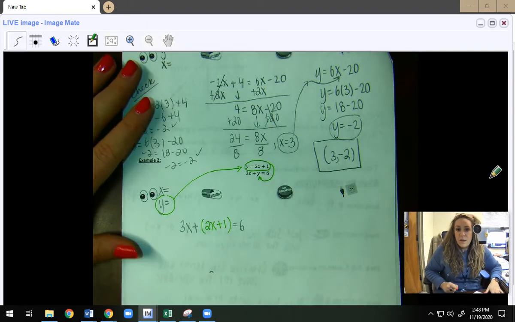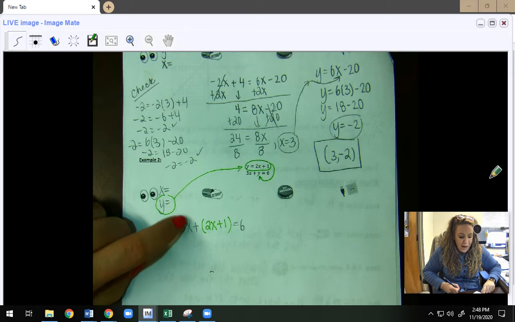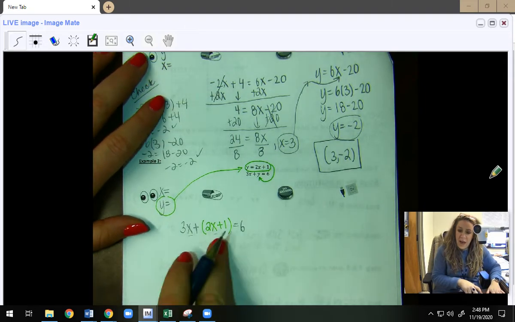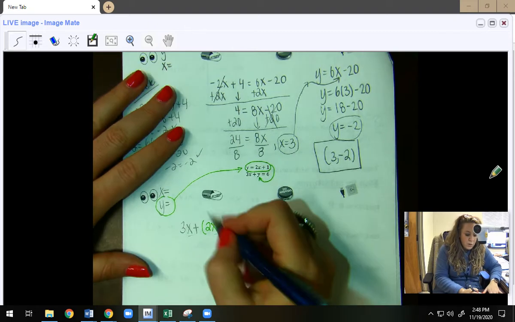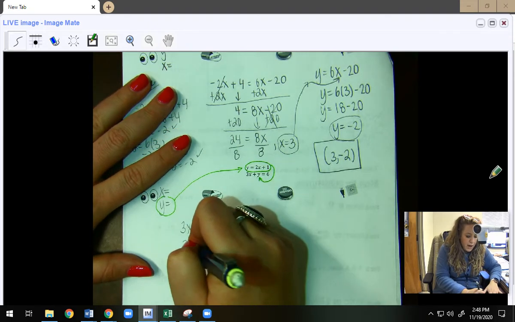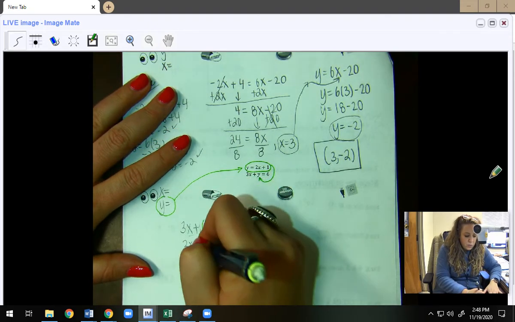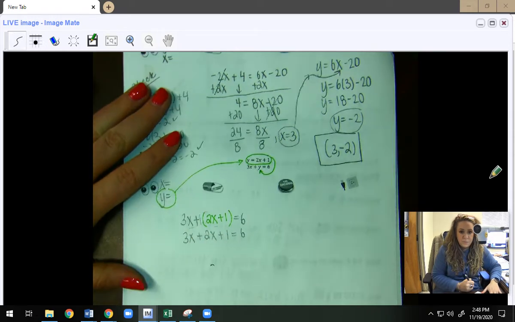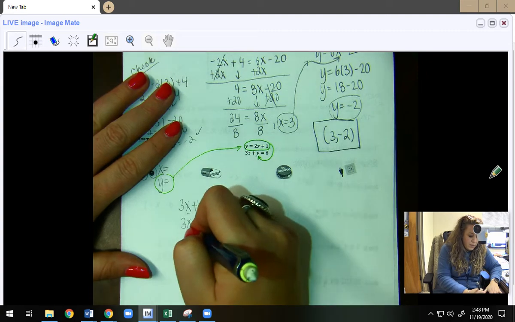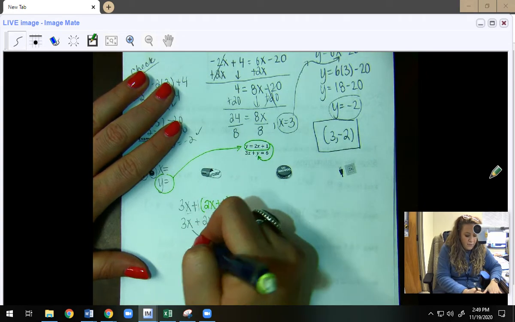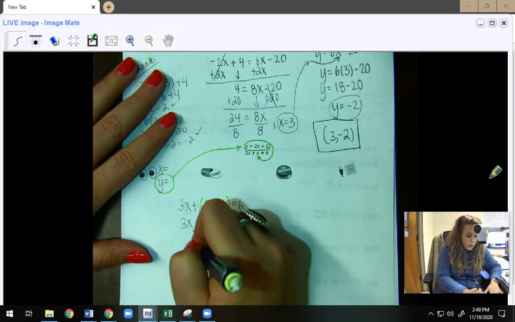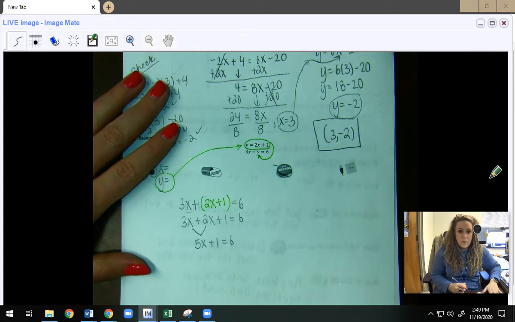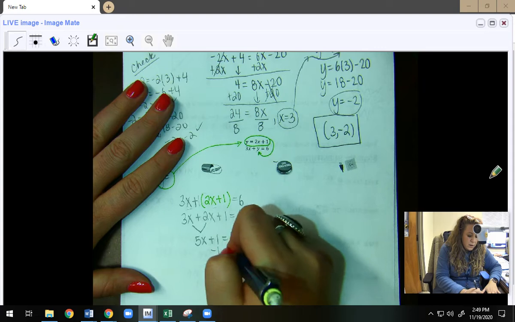And now notice what you have. I only have x's. I don't have any y's. So now I'm going to combine like terms. So I get 3x, and if I had a 1 in front of here, this would just be plus 2x plus 1 equals 6. Combine like terms. So I have 3 x's. I'm adding 2 more. So I get 5x plus 1 equals 6. Minus 1.